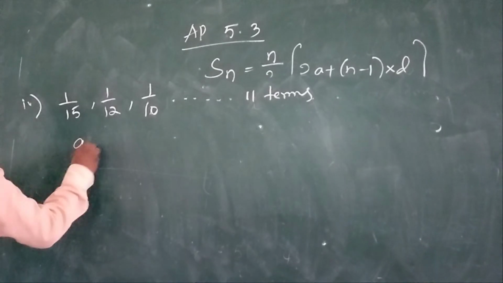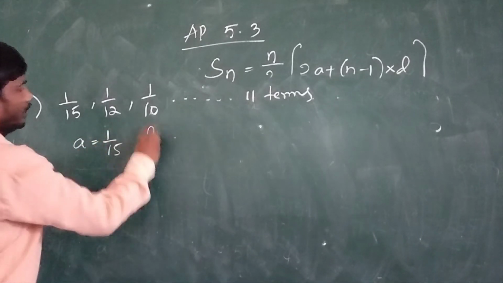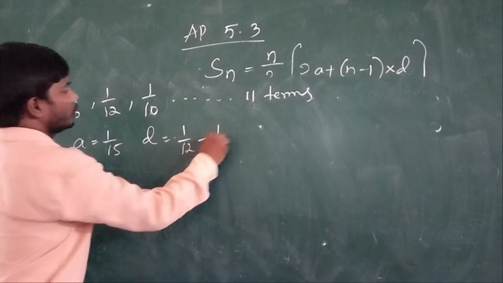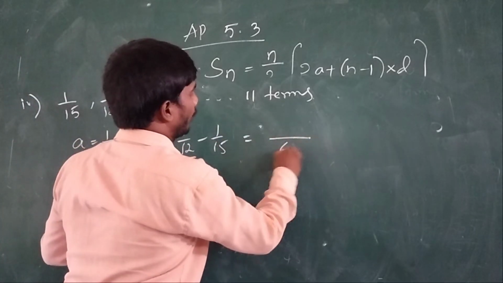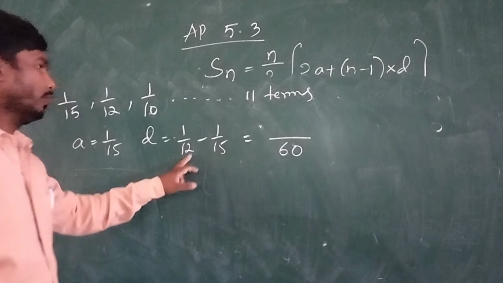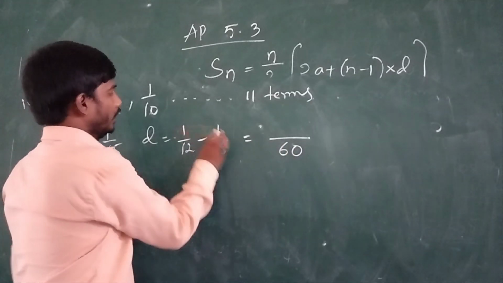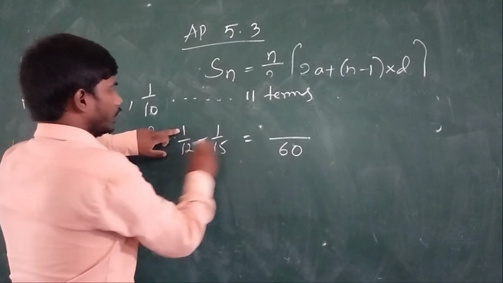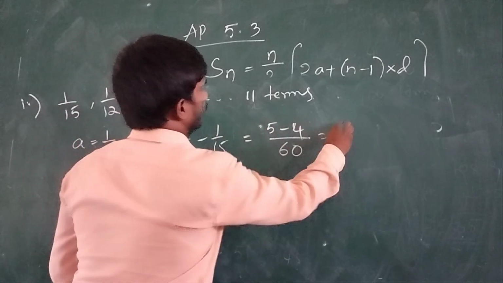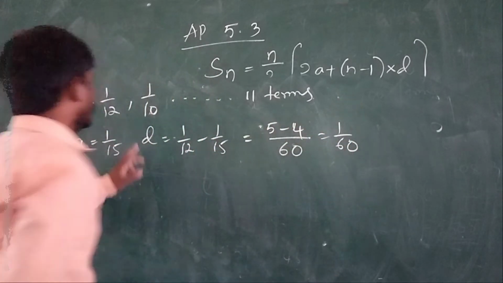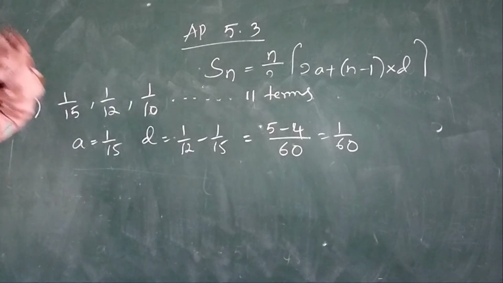Here a is equal to 1 by 15, d is equal to 1 by 12 minus 1 by 15. Here the LCM of 12 and 15 is 60. Now 5 minus 4, so 1 by 60 is the common difference.